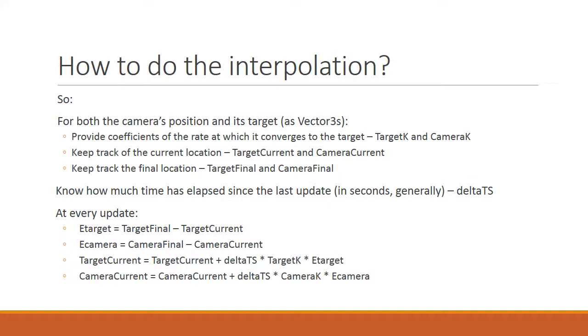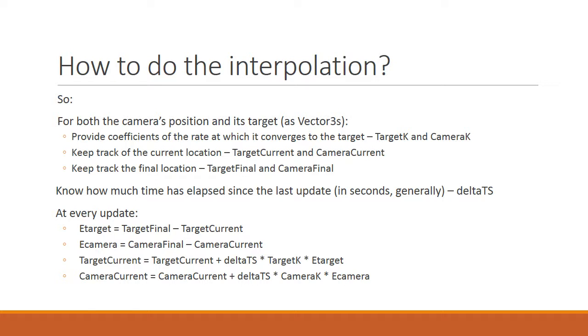Let's say you were looking at the example above, where you want to first order filter the camera's position and its target, and they're both vector 3s. All you need to do is provide coefficients for the rate, the target k and camera k values, and keep track of the current location. Obviously, I'm sure you're doing this already. And keep track of the final location, where you want to go. And this is target final and camera final. And the other thing you need to know is how much time elapsed since the last update. And that's generally in seconds, or delta TS.